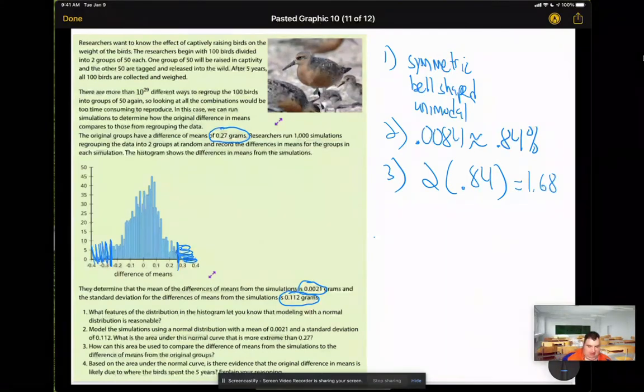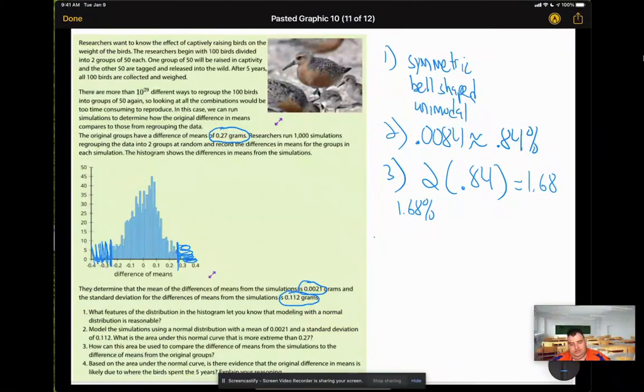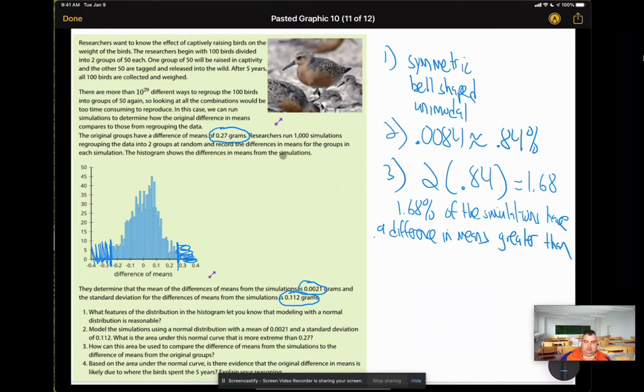So what this is telling me is that 1.68% of the simulations have a difference in means greater than the original difference, which was 0.27. So only 1.68% of the simulations resulted in differences of means that were more extreme than the original 0.27 grams.